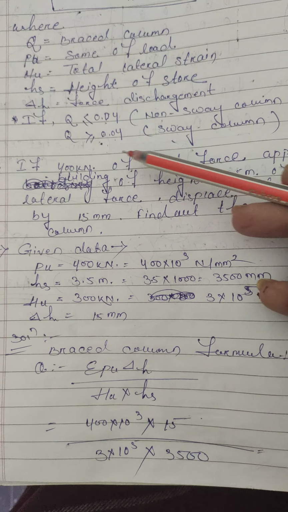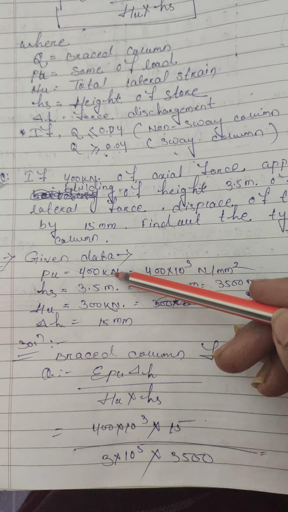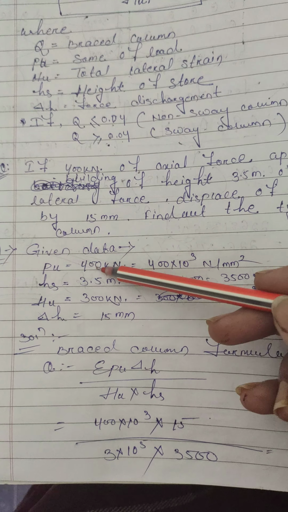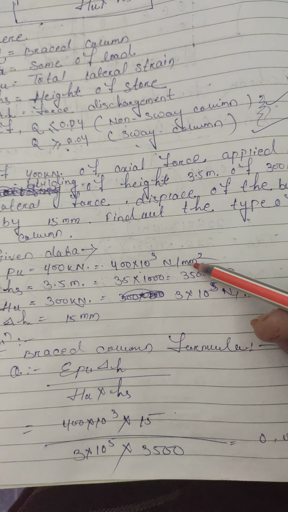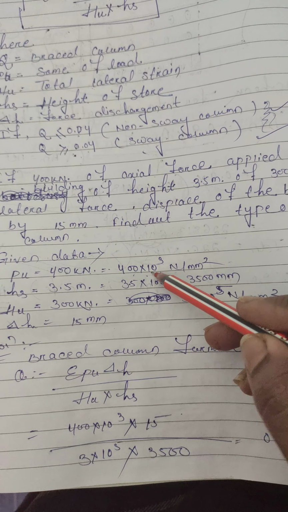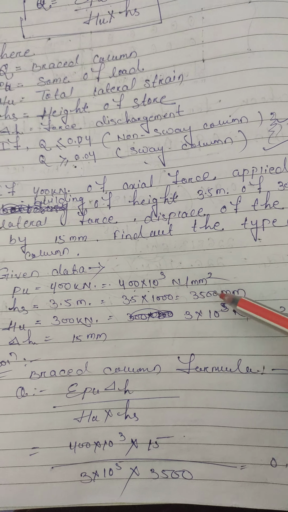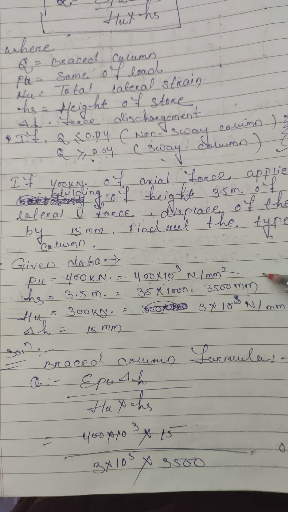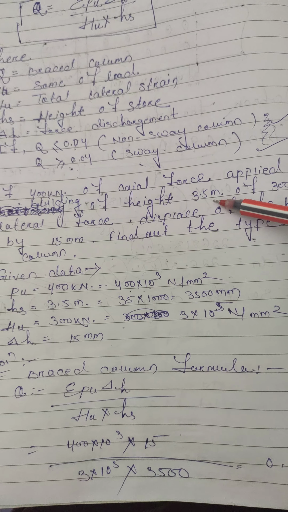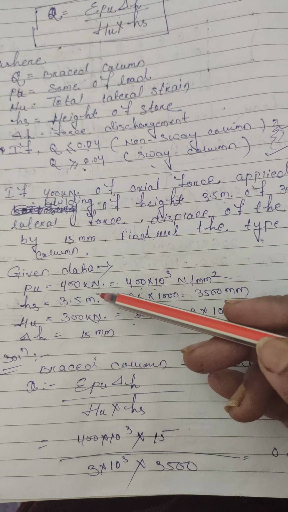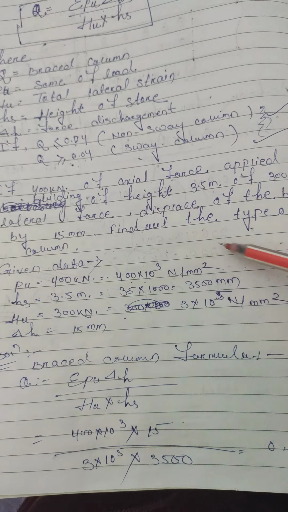The given axial force is 400 kilonewton, so PU equals the sum of loads, 400 kilonewton. Converting, 400 into 1000, that is 400 into 10 to the power 3 Newton. Then HS is the height of the building, which is 3.5 meter, and the meter is converted to mm.